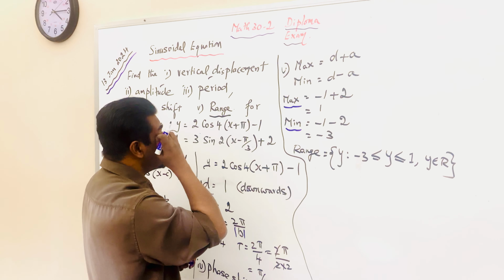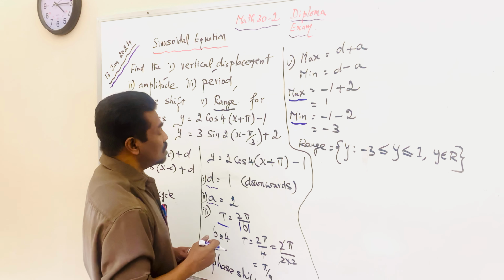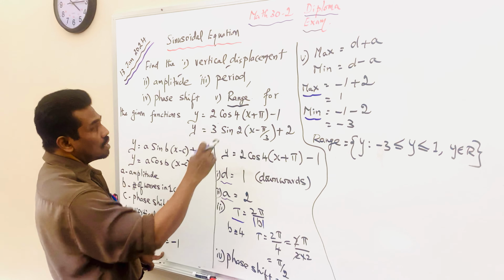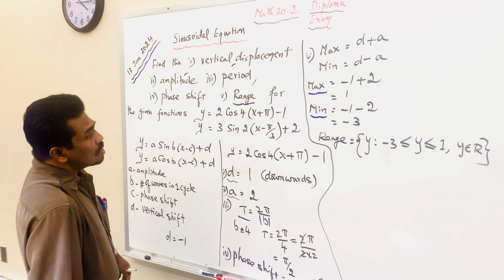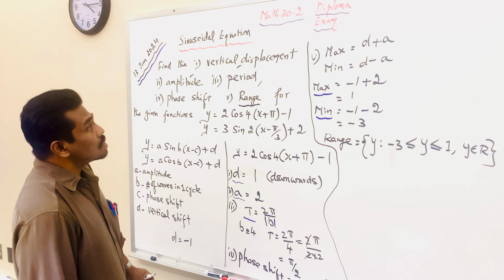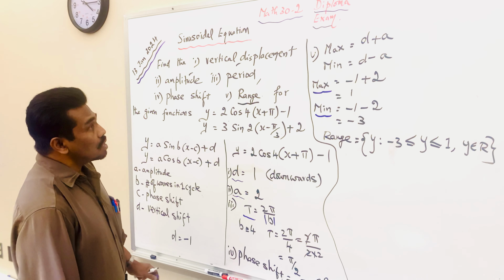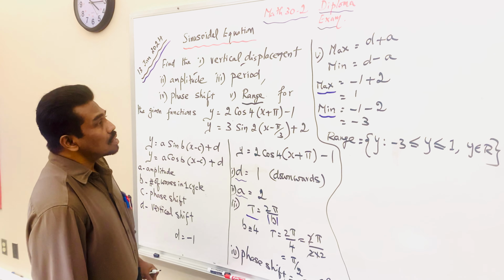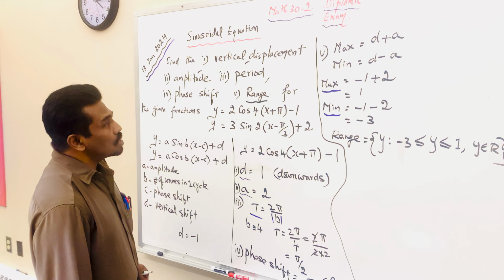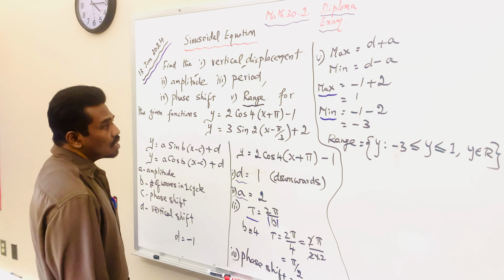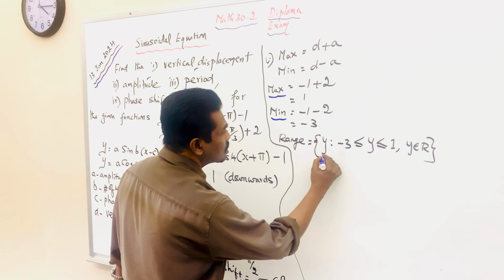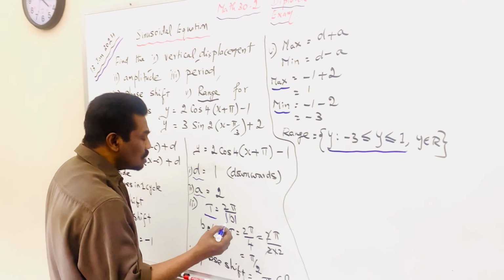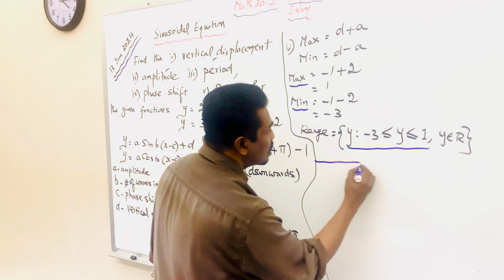Max is D plus A and minimum value is D minus A. We know D is equal to -1 here, so -1 plus A, A is equal to 2, -1 plus 2 is 1. And -1 minus A, A is equal to 2, so -3. So this is the range. That's all, and we can go to the next part.